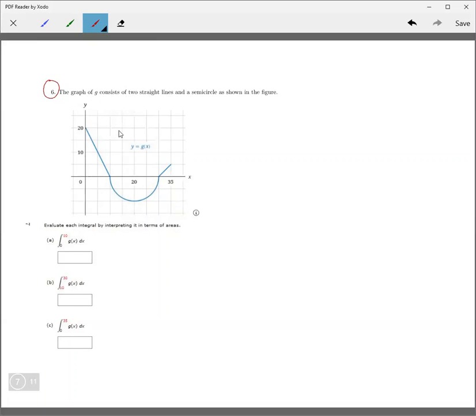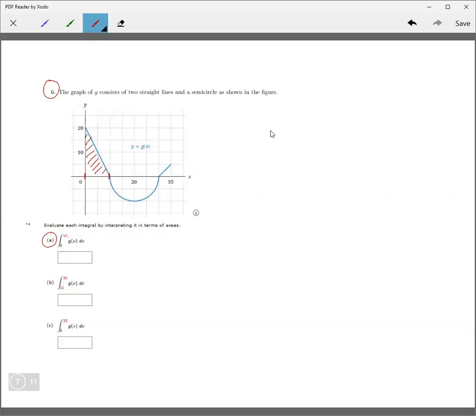Okay, so the graph of g consists of 2 straight lines and a semicircle. So this part's a semicircle right here, and these are lines. Okay, so evaluate each integral by interpreting it in terms of areas. So the integral from 0 to 10, so a is going to go from 0 to 10. So we just want this area here.